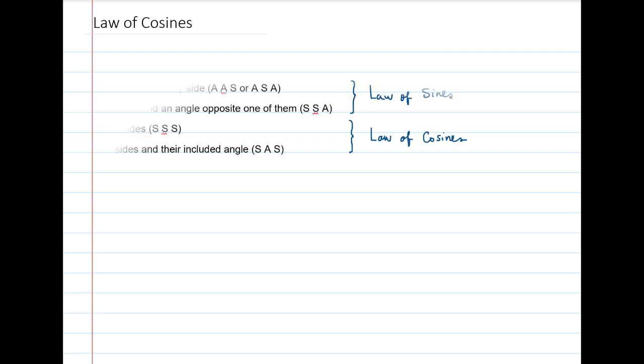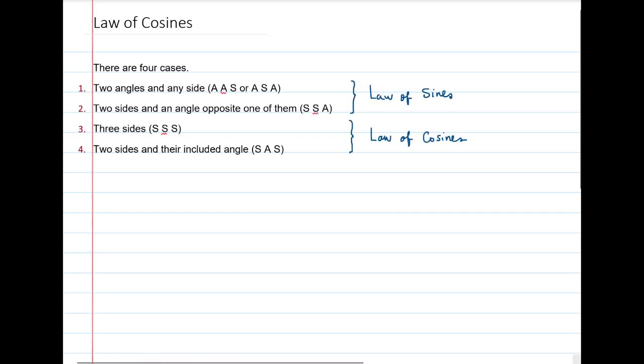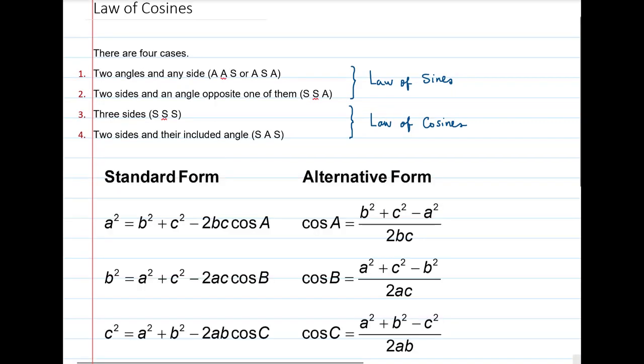Alright guys, in this section we're going to be discussing law of cosines. In the previous section we started talking about law of sines and we discussed 4 cases to solve oblique triangles. If you recall the 4 cases: angle, angle, side; angle, side, angle; side, side, angle; side, side, side; and side, angle, side. We said the first 2 we're going to be able to solve with law of sines, and we saw that in the previous section. But now the remaining 2 cases are going to be solved with law of cosines. So that's what we're going to be discussing in this section.